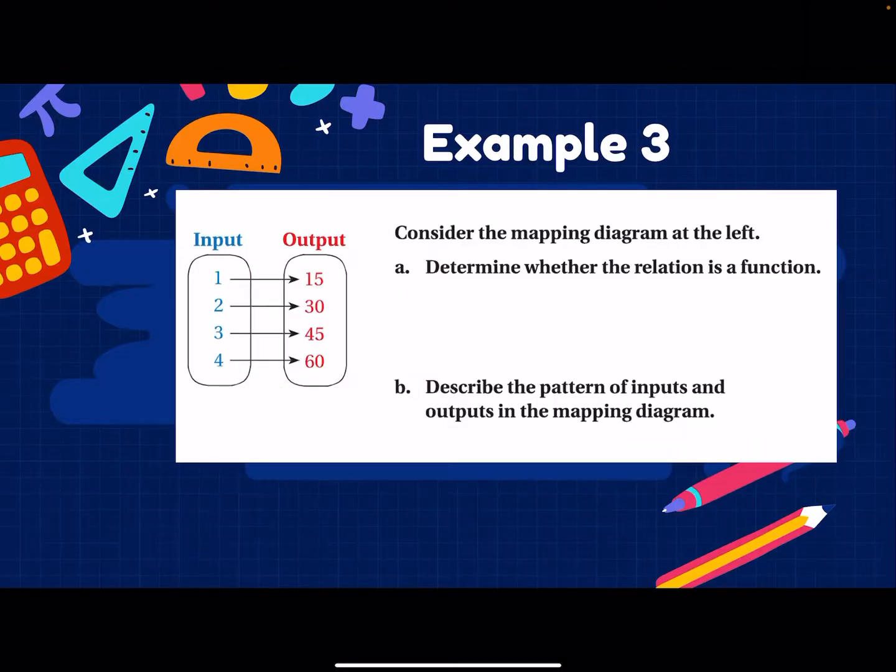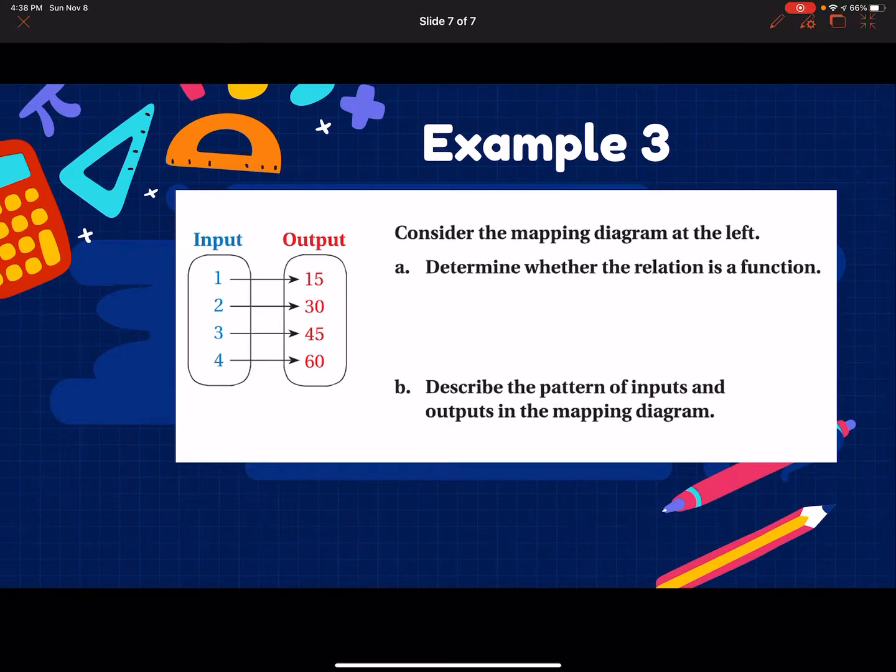Okay, let's look at example 3 now. Example 3 says, consider the mapping diagram at the left. A, determine whether the relation is a function, and B, describe the pattern of inputs and outputs in the mapping diagram. Okay, so let's look at what we've got going on over here. We have our input, we have our output, our x and our y. Are any of our x values repeated? Are any of the inputs paired up with more than one output? No, each input has exactly one output.